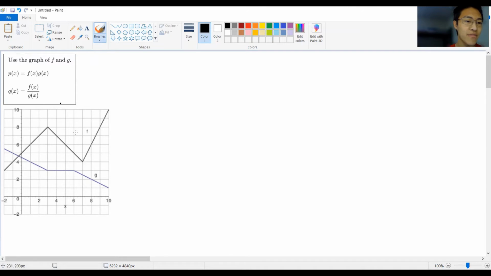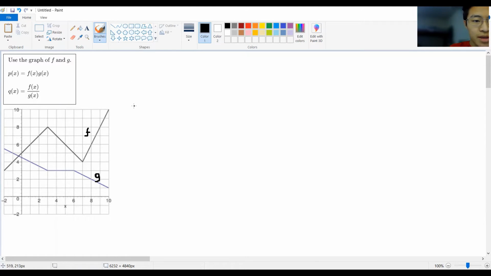So the graph of f and g is given. I don't know, it's a little bit unclear, but I'll draw it here. The black curve is what we mean by f, and then this lower curve, the blue curve, is what we're talking about as g. So we have two functions that are defined using f and g. We have p and q, where p is the product and q is the quotient between those two. So what we are being asked to find, and we're asked to find two different values.